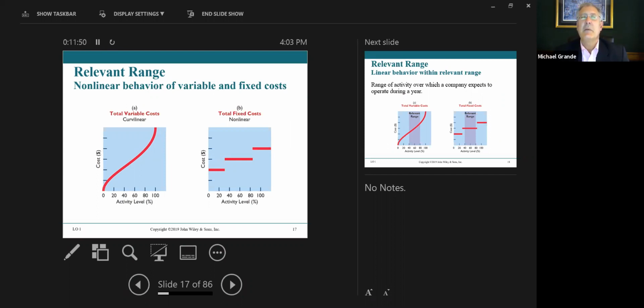What you really need to remember about relevant range is that fixed cost is only fixed over a relevant range. For example, that 1,000 unit capacity.